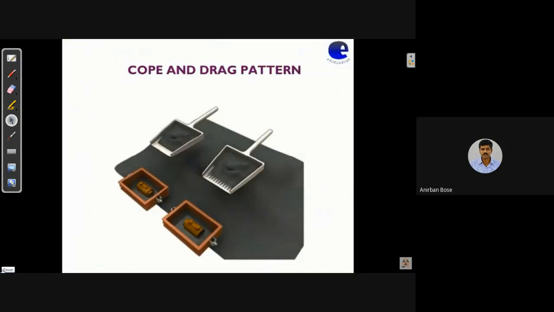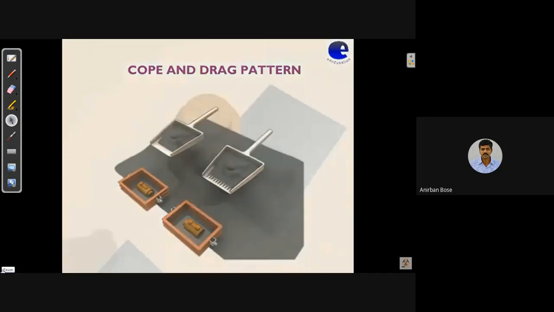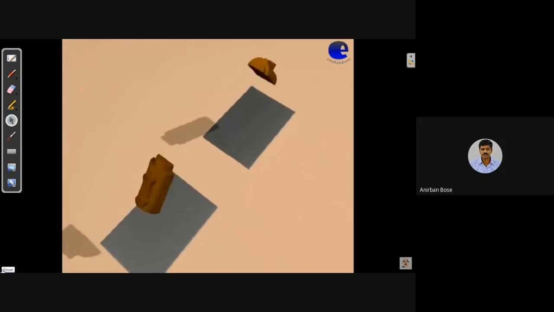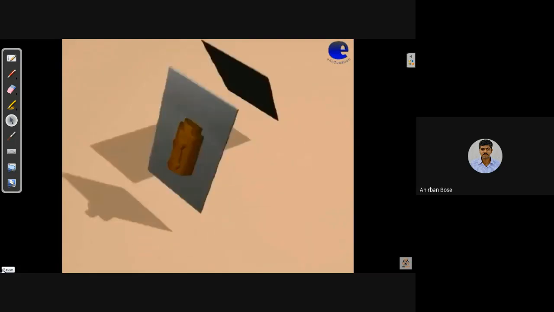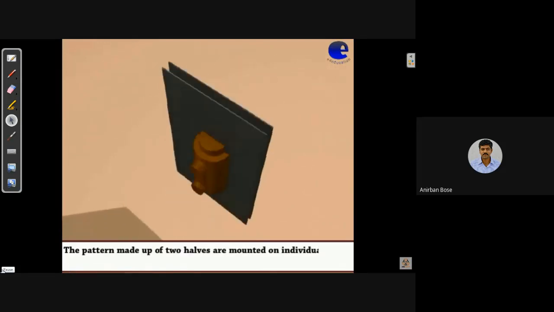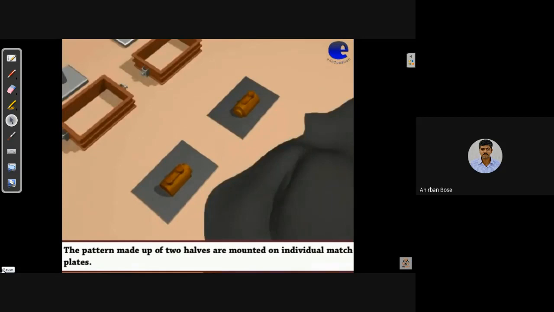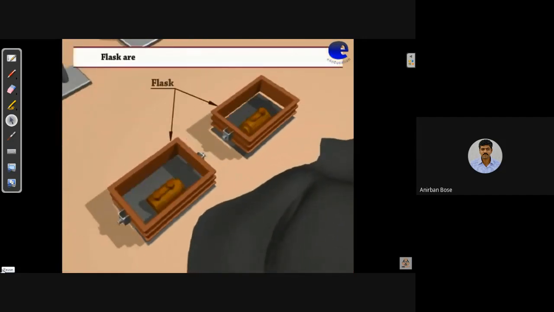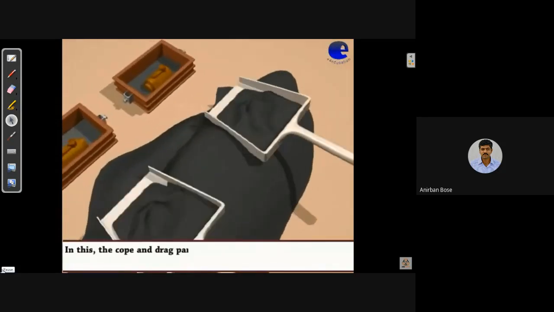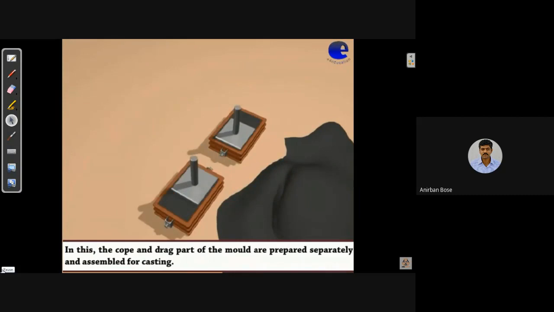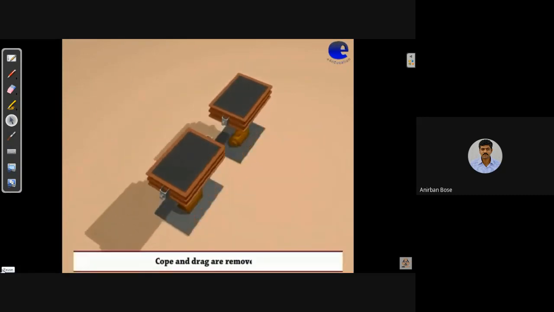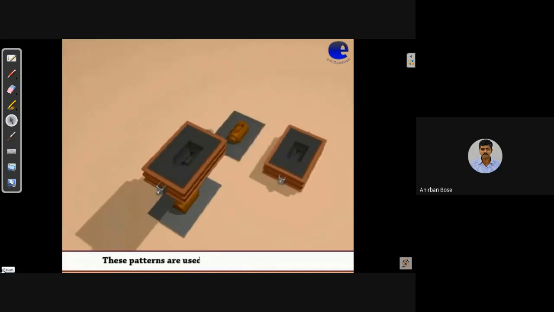Cope and drag pattern. Let us see an example for cope and drag pattern. It consists of cope pattern, drag pattern, match plate. The pattern made up of two halves are mounted on individual match plates. Flasks are placed individually on each side of the pattern. In this, the cope and drag part of the mold are prepared separately and assembled for casting. Cope and drag are removed. These patterns are used for casting heavy products.